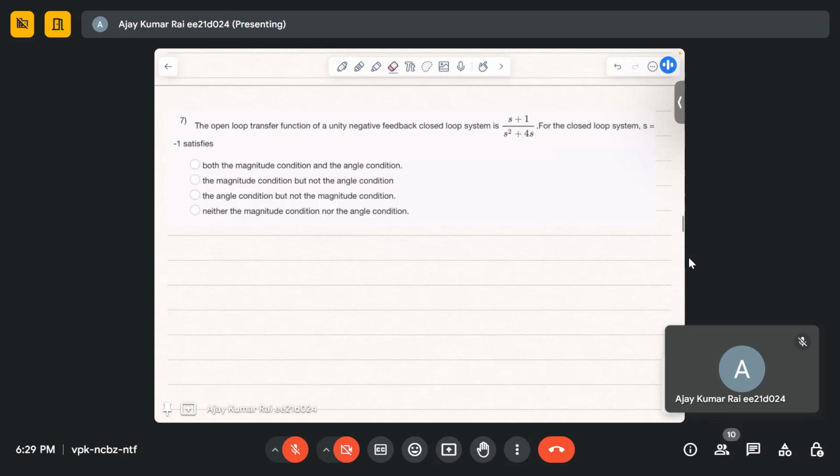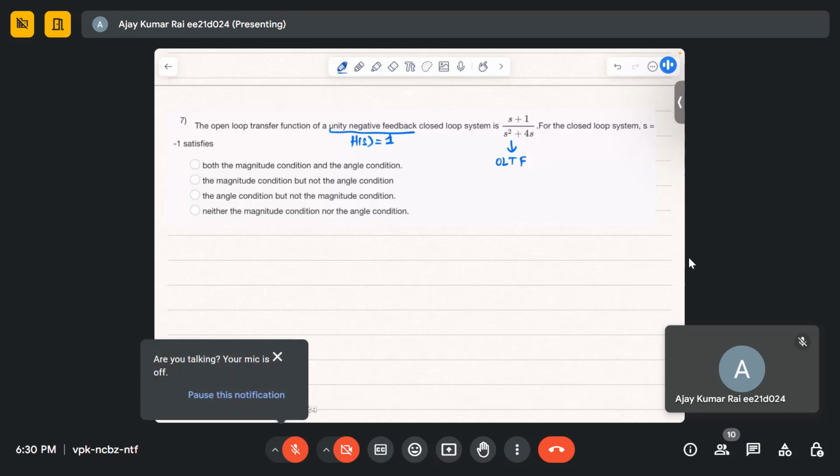Okay, now I think we have reached the root locus problems. Let me read the question. The open loop transfer function of a unity negative feedback closed loop system. So this is unity negative feedback, when Hs is equal to 1. This is the open loop transfer function. For the closed loop system, s equal to -1 satisfies.